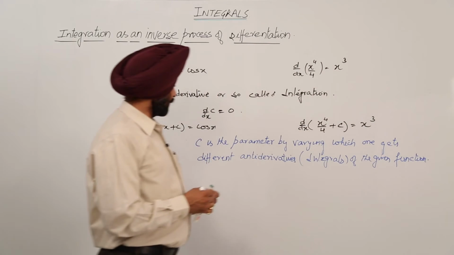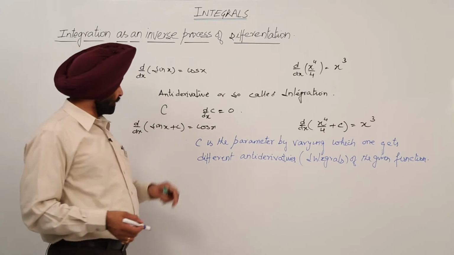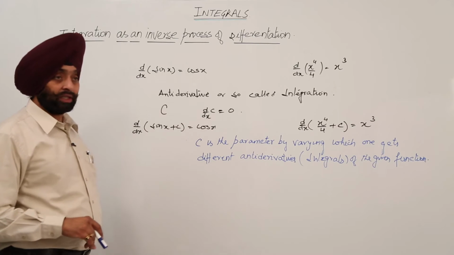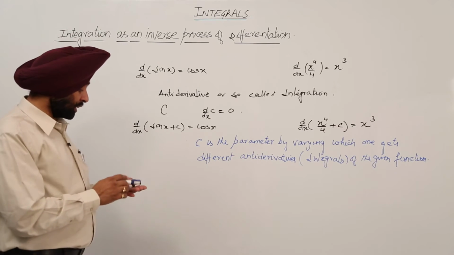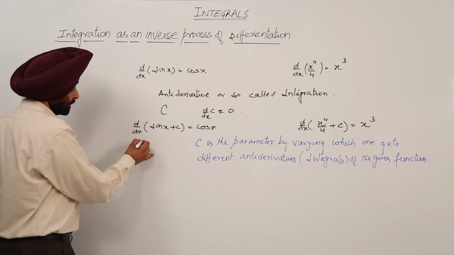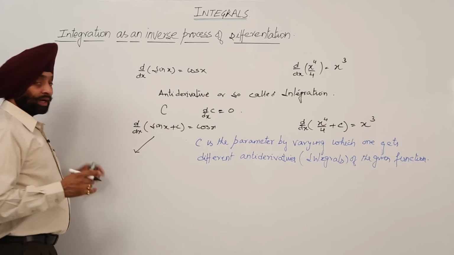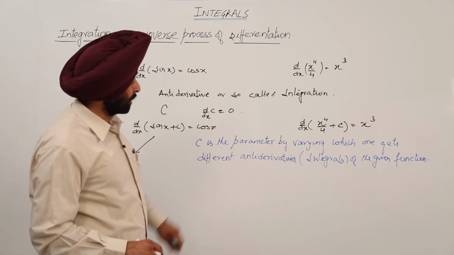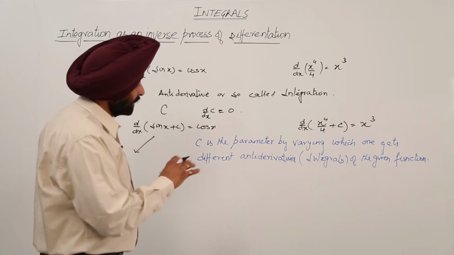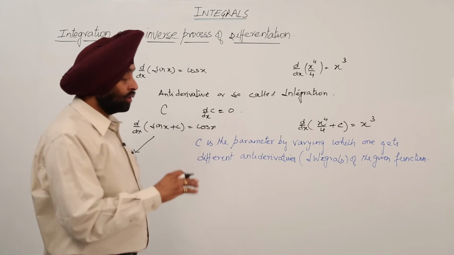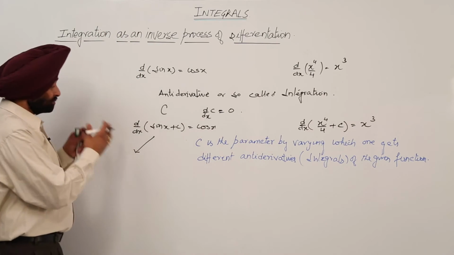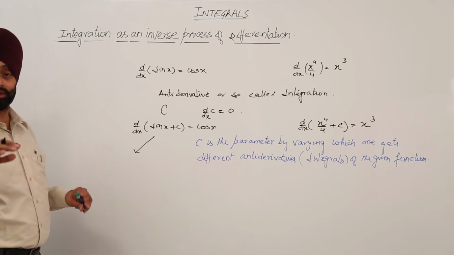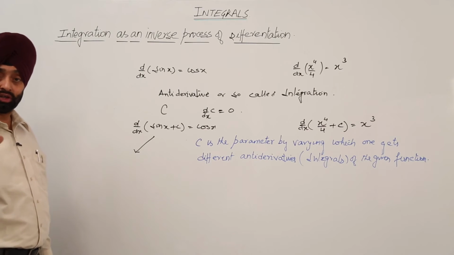Now check it. I told you c is a constant, derivative of c is 0. So we are writing d by dx of sin x plus c is equal to cos x. I have added c also, and I have given the definition for c also, that c is the parameter by varying which one gets different antiderivatives, that are the integrals of the given function. Now d by dx of sin x plus c is equal to cos x. Now cos x is the derived function of sin x.